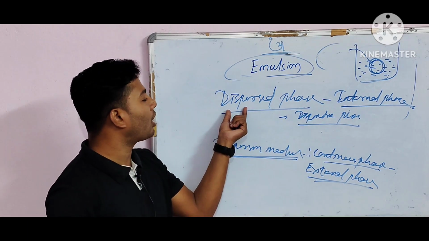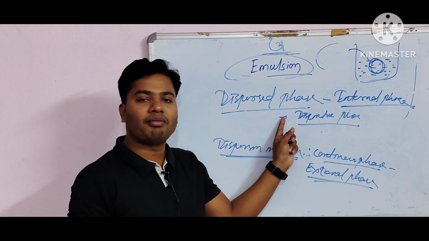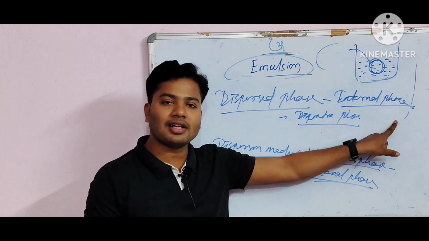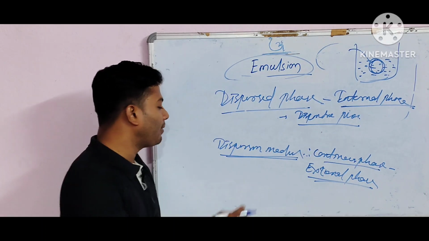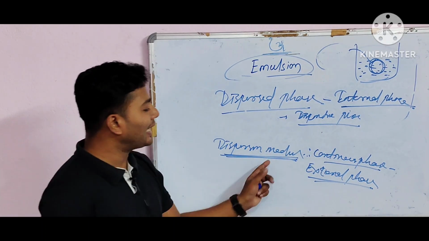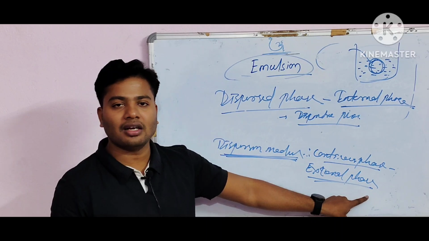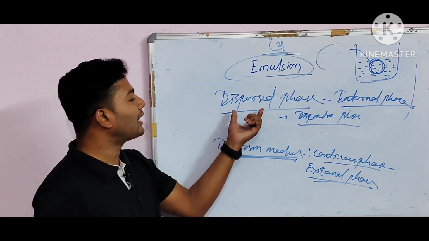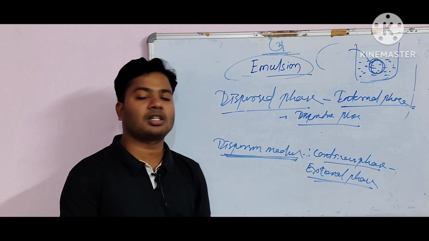What is the alternative name of the dispersed phase? The alternative name of dispersed phase is internal phase, or you can say discontinuous phase. What is the alternative name of the dispersion medium? That is continuous phase, or you can say external phase. Now come to the point: what is the definition of the dispersed phase, or the definition of the dispersion medium?